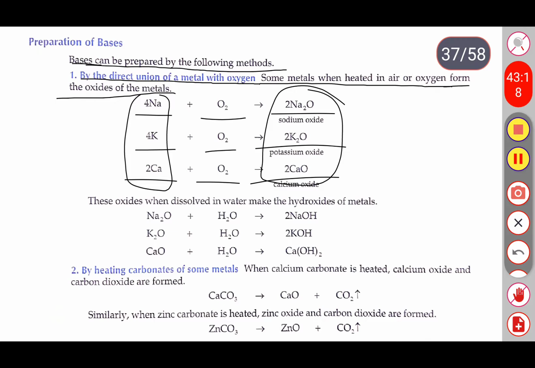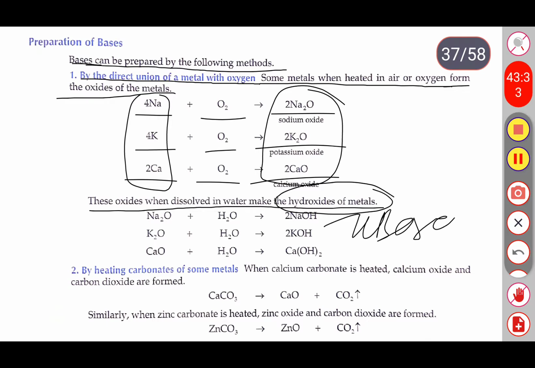hydroxides of the metals. And these hydroxides of metals are nothing but bases, right? Listen here, what we are getting in the first equation: when sodium is combined with oxygen, it produces sodium oxide. That sodium oxide is dissolved in water, we get sodium hydroxide. Similarly, when potassium oxide is dissolved in water, we get potassium hydroxide. Calcium oxide is dissolved in water, we get calcium hydroxide. So this is the method of the preparation of bases.